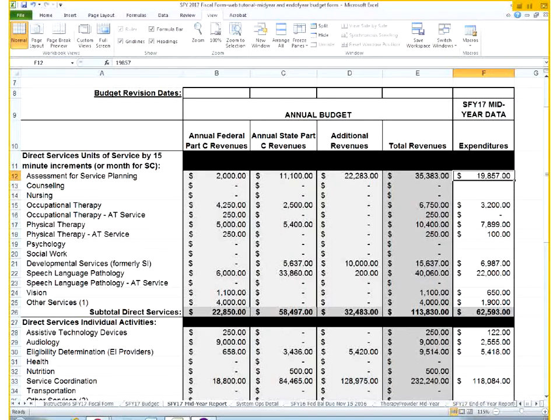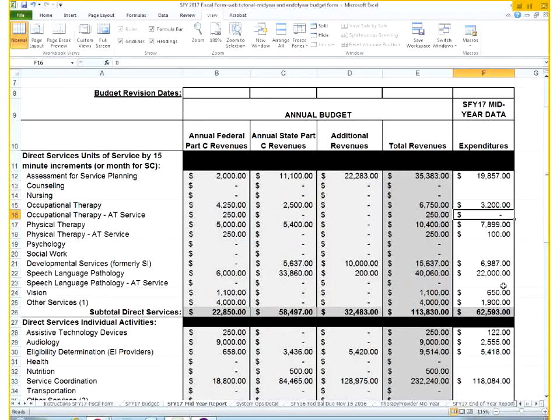If you have a column, like you can see here besides occupational therapy AP services, where we budgeted $250 but didn't spend anything so far, that's okay. We would just put a 0 there. When you type in that 0, it'll automatically give you this little hyphen. That's not an error. That's something the spreadsheet does to let it know that there's a 0 there.